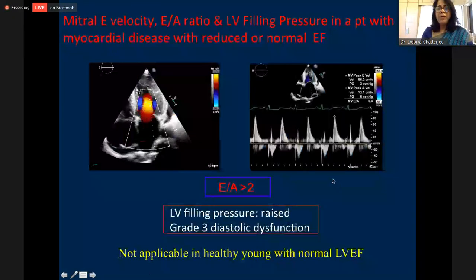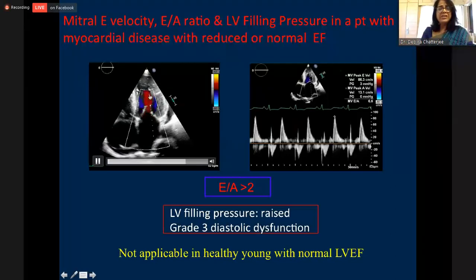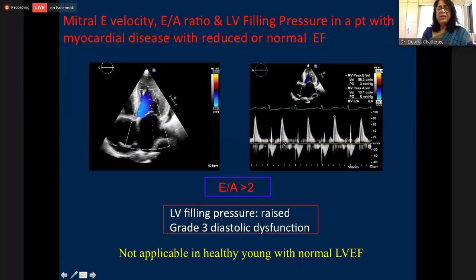On the other hand, if we look at the right arm of this flow chart, where E by A is more than 2, as in this case of amyloidosis, you can see a large LA, and I look at the LV. Here I get a tall E and small A with the E by A ratio more than 2.